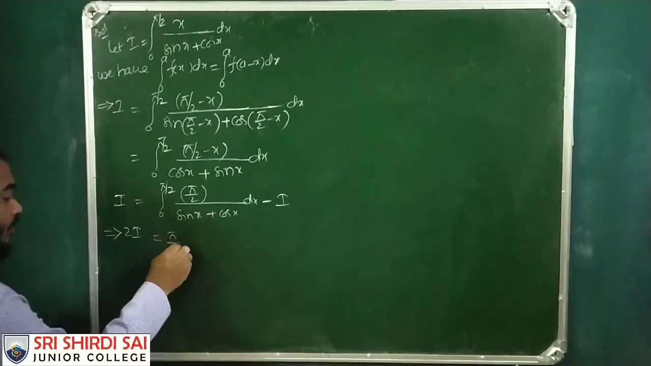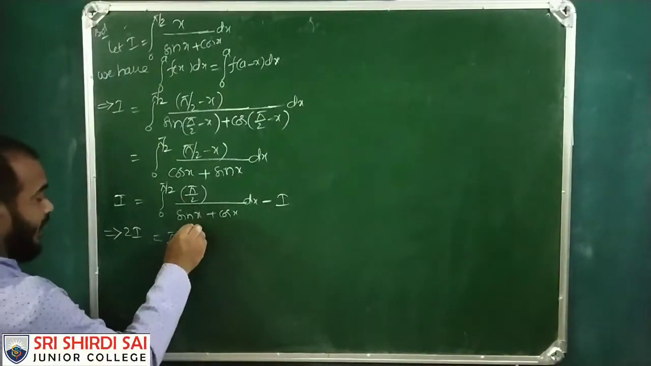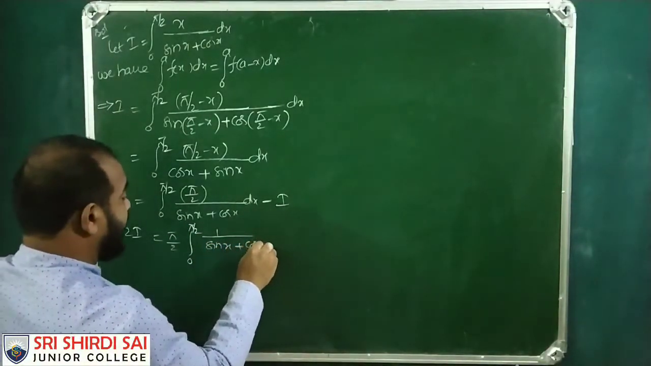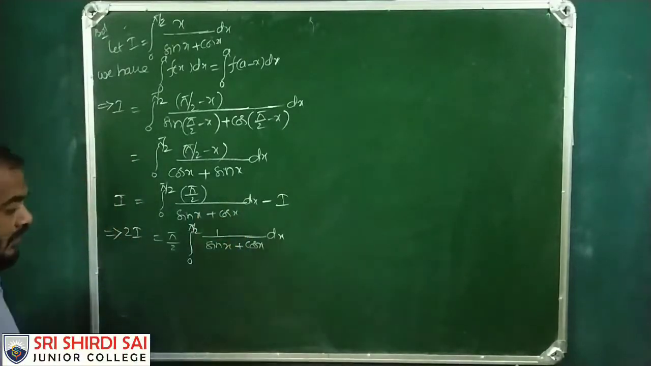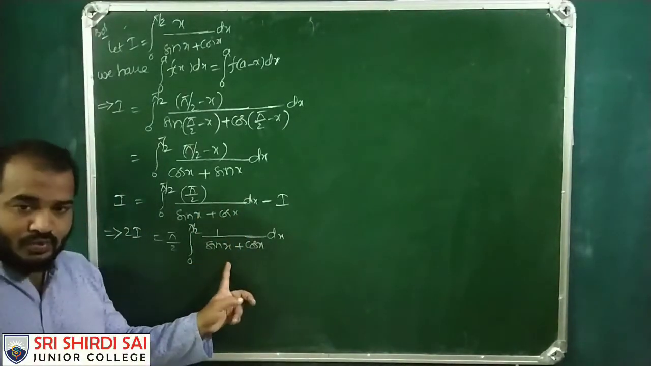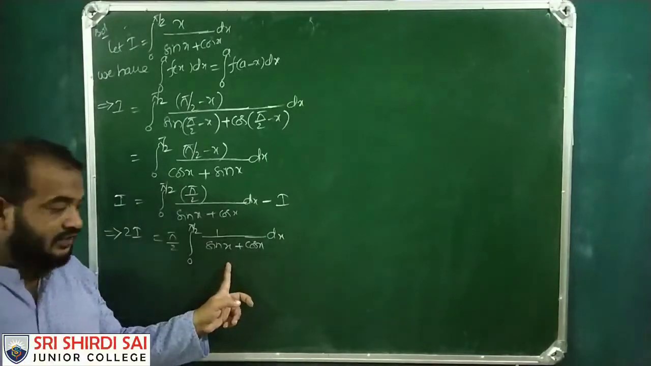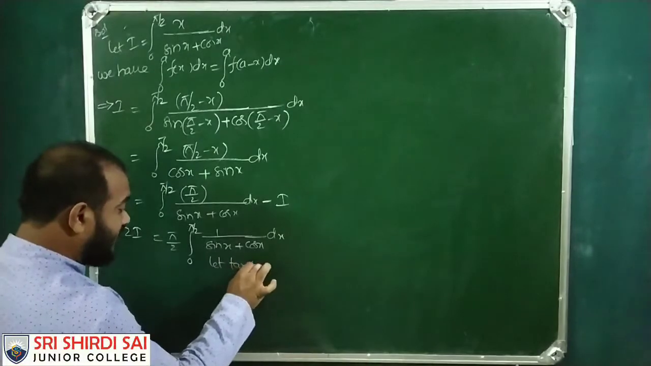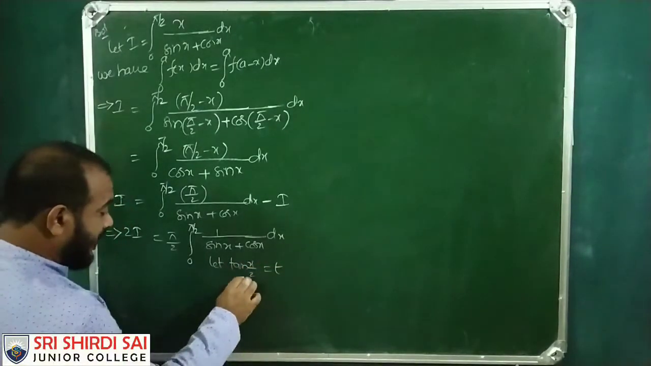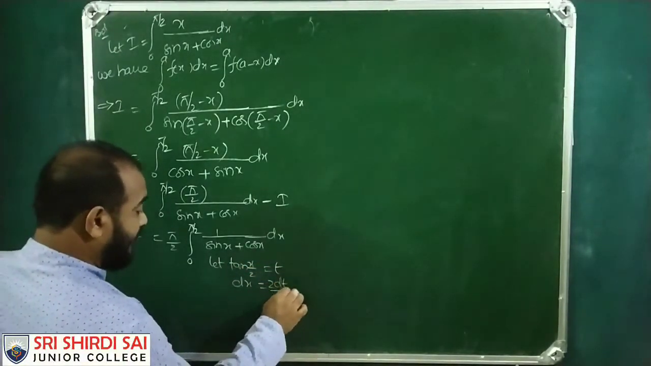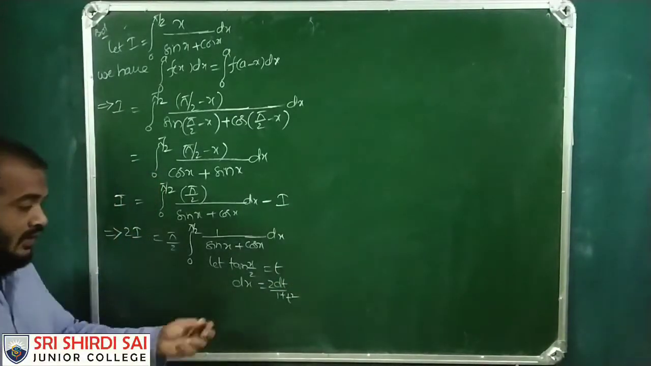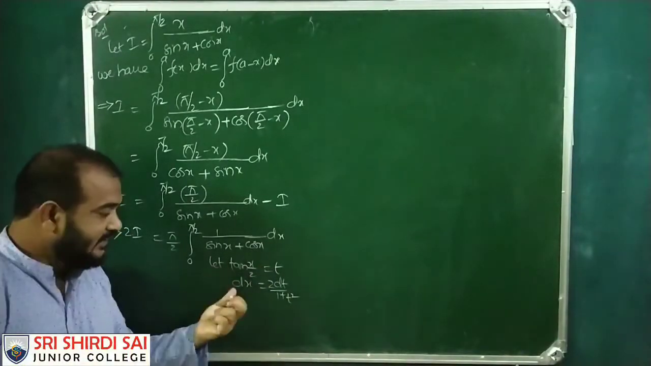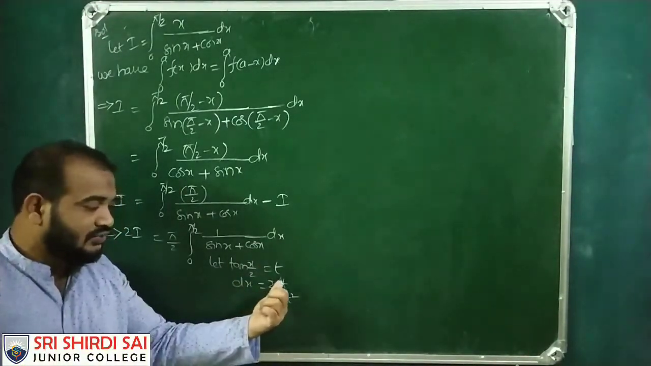I am separating the process of integration: the integral 0 to pi by 2 of 1 by (sin x plus cos x) dx. We know how to solve this problem in indefinite integration. So let tan x by 2 be equal to t. Then dx is equal to 2 dt by 1 plus t square. I am cutting the steps because this x by 2 is to be taken as x. The derivative of tan is secant square, of x by 2, into dx equals dt.